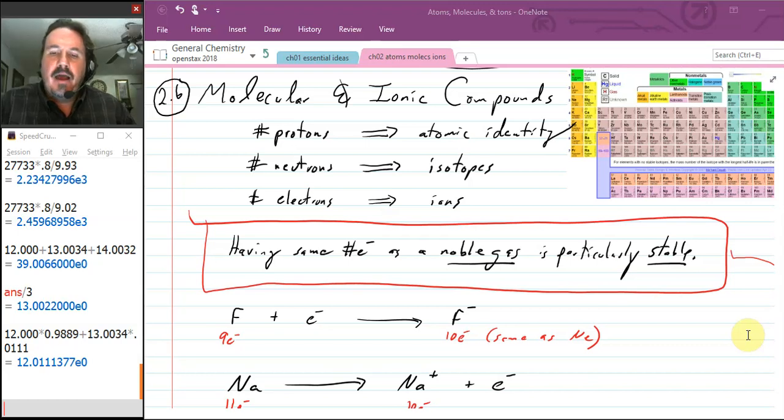Molecular and ionic compounds. Alright, so we're doing really well. We understand, or we're beginning to understand atoms and how they're made out of, the fact that we can combine them together. We have elements, we have compounds, all that type of stuff.